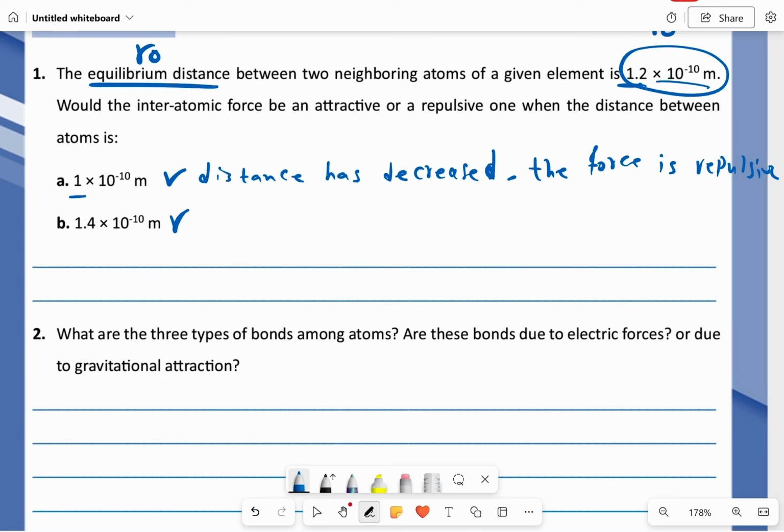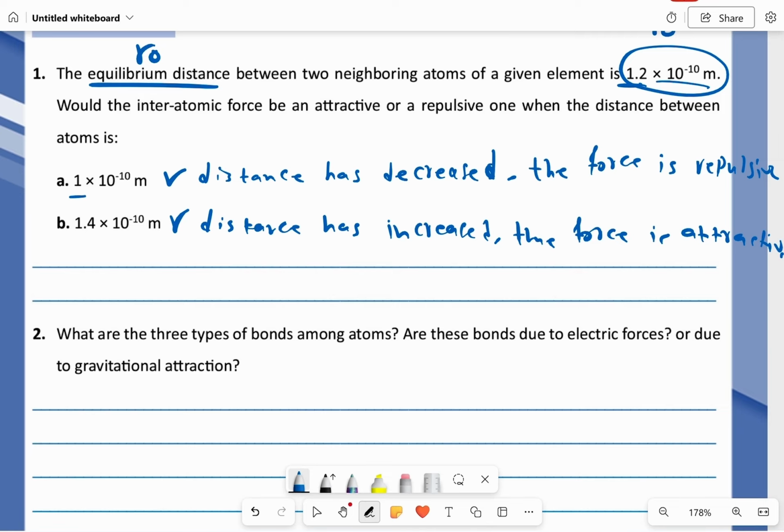You have 1.4 times 10 to the power of minus 10. The distance has what? Distance has increased. So the force is what? The force is attractive. The force here will be attractive.